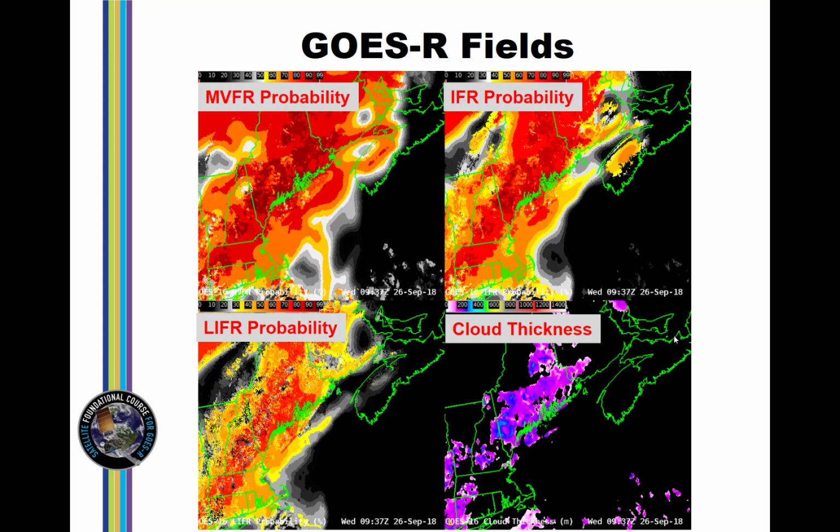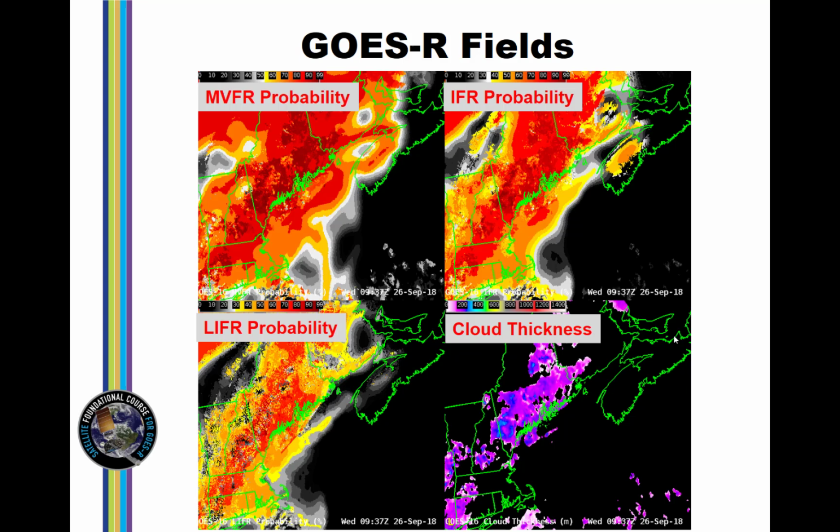GOES-R cloud thickness is also not computed during twilight conditions because of rapid changes in the reflected component of the 3.9 micrometer radiation. The fields shown here have 2 distinct regions. Over coastal Maine, the satellite has an unobstructed view of low clouds. Probability fields are pixelated, reflecting the variability inherent in satellite data. GOES-R cloud thickness can be computed there because the satellite sees the lowest clouds.